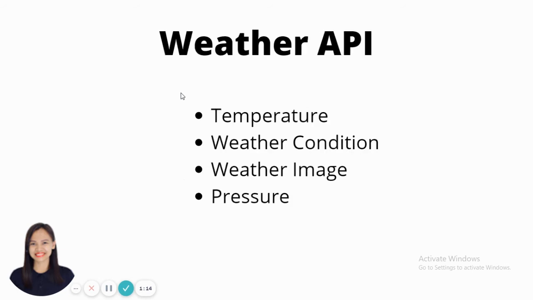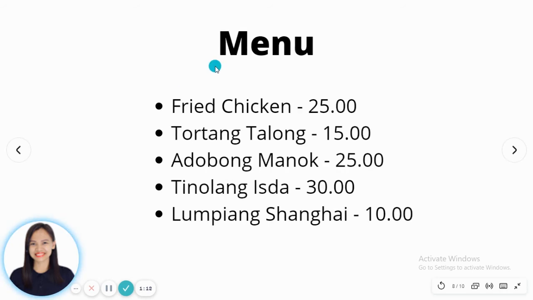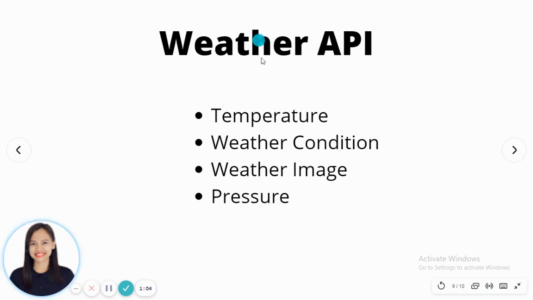So for example, you have here a comparison. It's the same. If this is the restaurant, these are the menus, and then the weather API, these are just the data that we can access or pull.